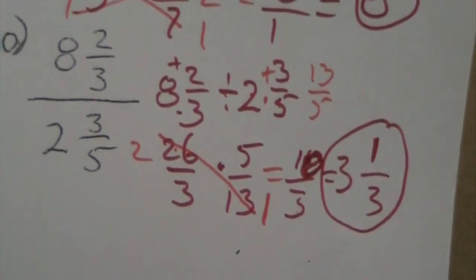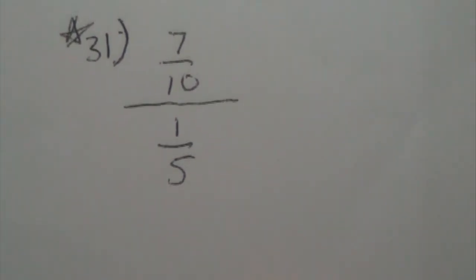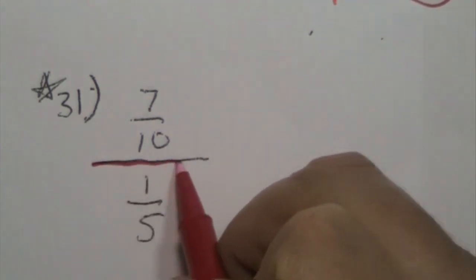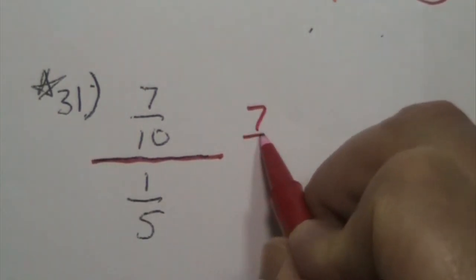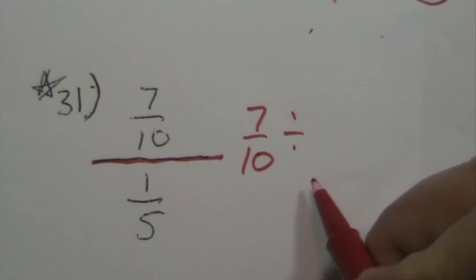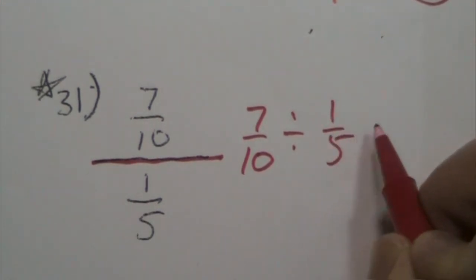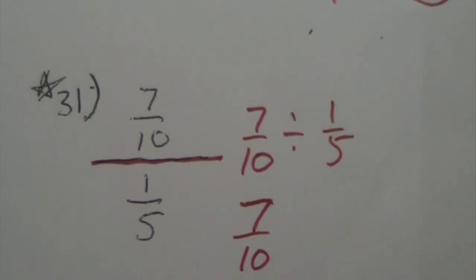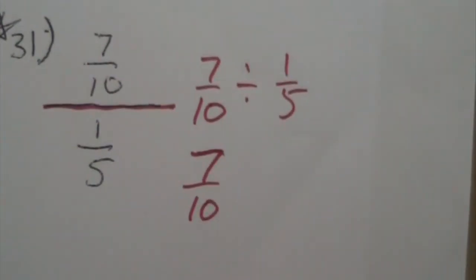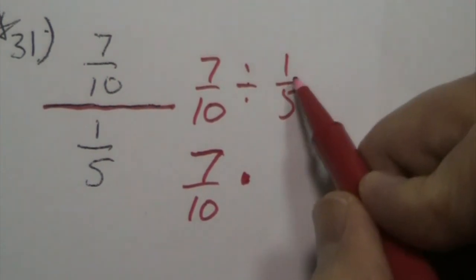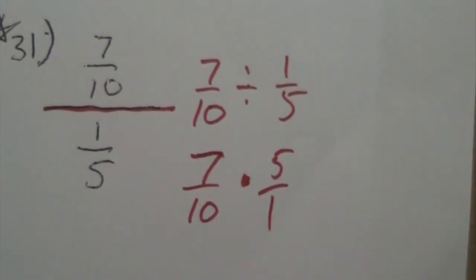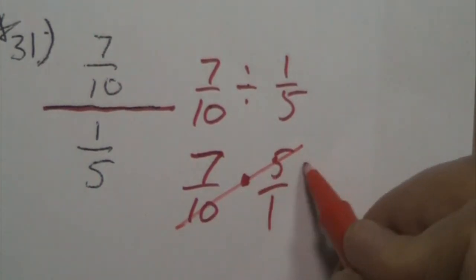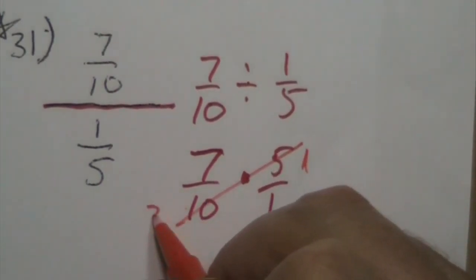Okay, last one. Okay, again, this big bar means divide. So I have 7/10 divided by 1/5. So I will multiply by the reciprocal, so times it, flip it. You can reduce. You can see that 5 goes into 10. 5 goes in there once, 5 goes in there twice.